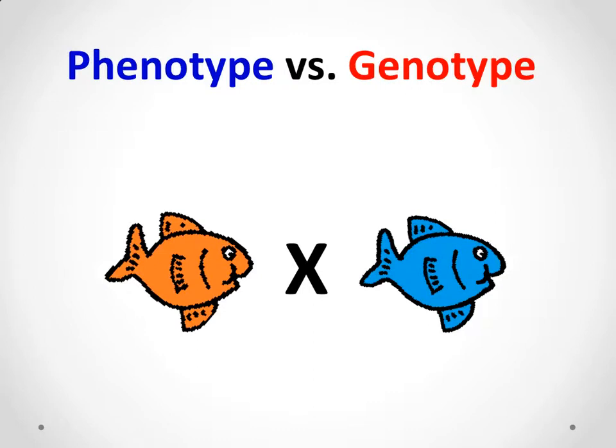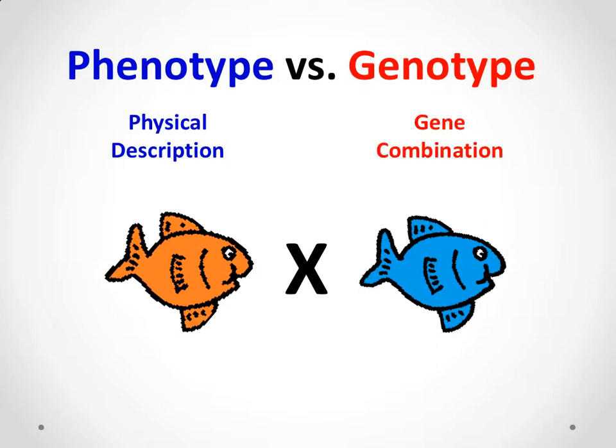Okay, before we put our hypothesis to the test, let's consider two very important vocabulary words in genetics. Those words are phenotype and genotype. What is a phenotype? A phenotype is the physical description of a trait. So then what's a genotype? A genotype is the combination of genes that controls that trait. So now let's see how to apply these words to our fish.